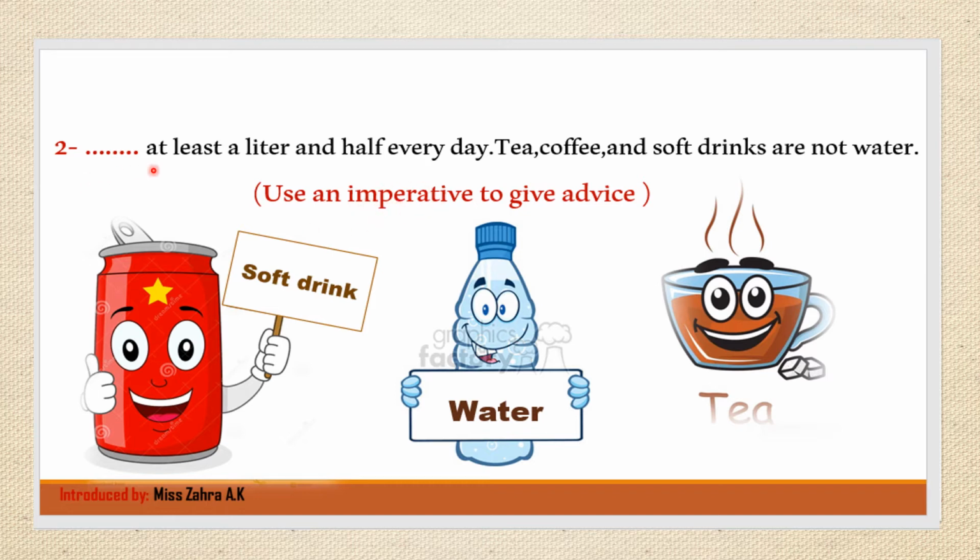فاليوم عندي at least باعتبار جاي أتحدث ويا شخص ف at least a liter and half every day. من هو a liter المفروض يكون at least ممكن يكون على الأقل يكون liter أو نصف كل يوم. هل هو الشاي أم القهوة؟ No, it is tea, coffee and soft drink are not water. جاي يتحدث بأن القهوة والشاي والمشروبات الغازية هي ليست مياه.